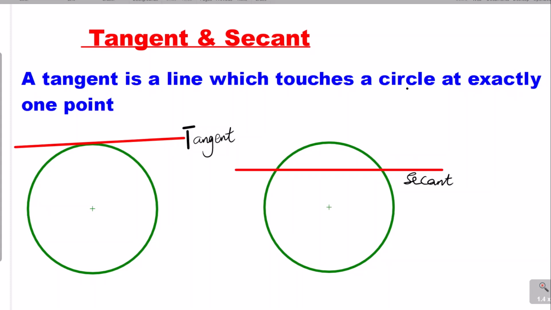Tangent and secant. What is a tangent? A tangent is a line which touches a circle at exactly one point. The first diagram is showing a tangent, a line that touches a circle at exactly one point. Then the second one is showing a secant.